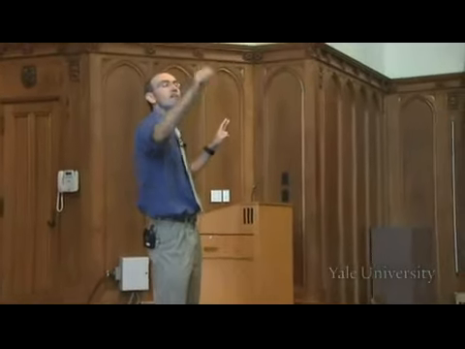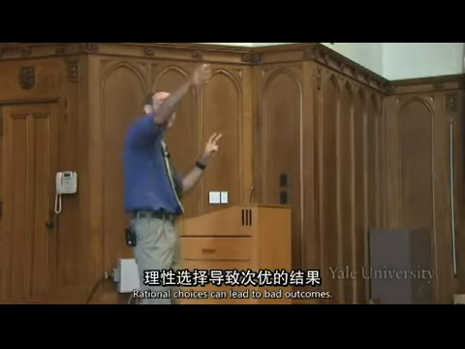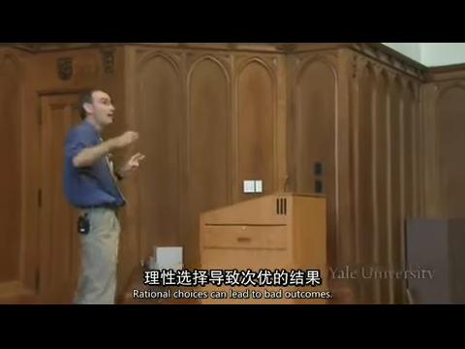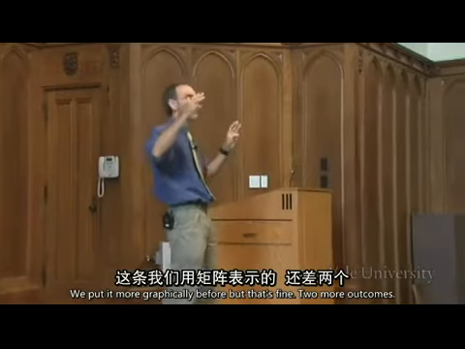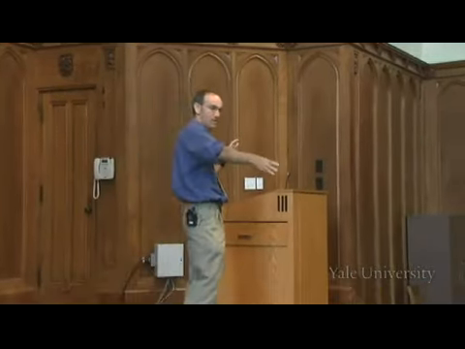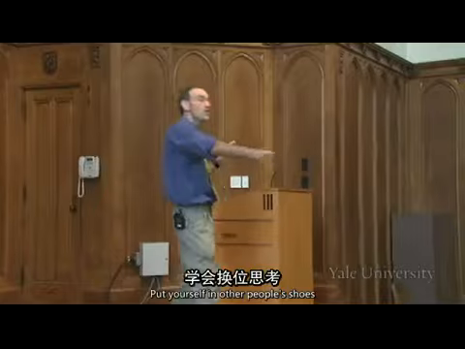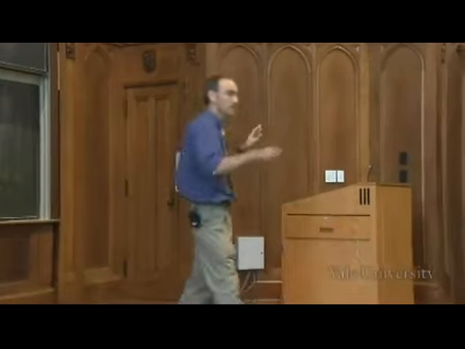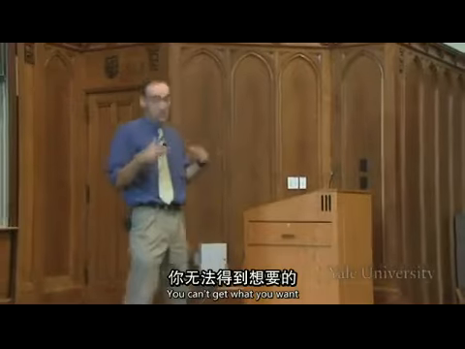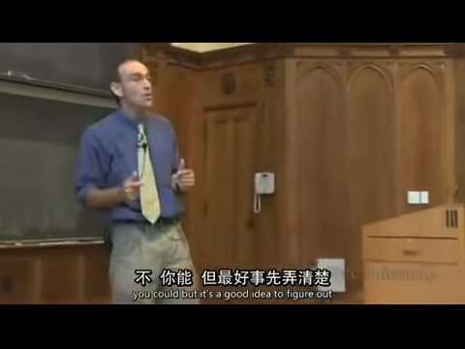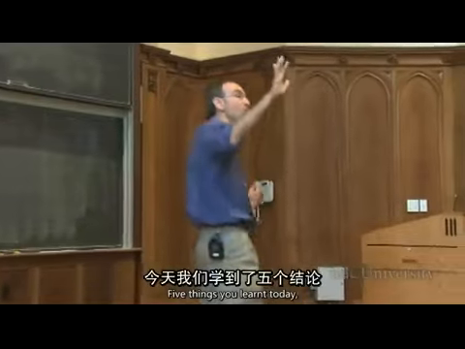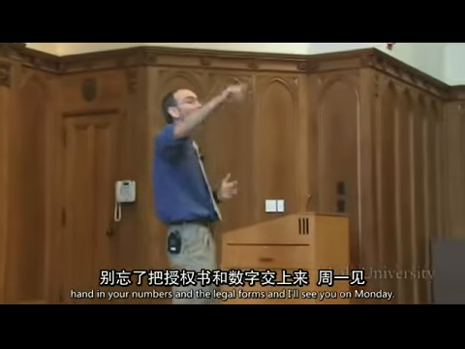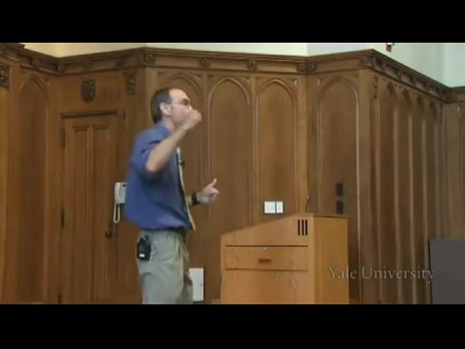The guy over here. Yep. Rational choices can lead to bad outcomes. We put it more graphically before, but that's fine. 2 more outcomes. 2 more. Put yourself in other people's shoes. And I'm missing one. I can't remember what I'm missing now. You can't get what you want. You could, but it's a good idea to figure out what you want before you try and get what you want. 5 things you learned today. Hand in your numbers and the legal forms, and I'll see you on Monday.